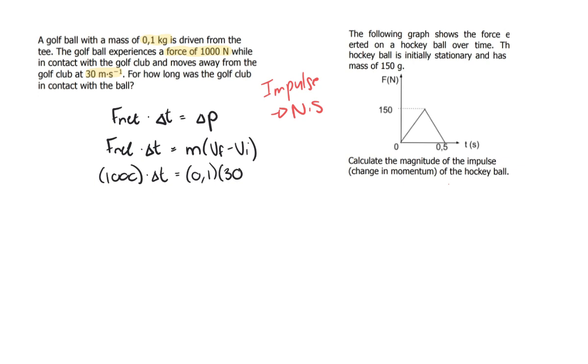So now you're thinking, okay, but they don't give me the initial velocity. But remember, the ball is standing still on the little peg thing. So it's at rest, which means the initial velocity is 0. And then to get time alone, you divide by 1000, and then you get the time, which I'm going to write in scientific notation: 3 times 10 to the power of minus 3 seconds.